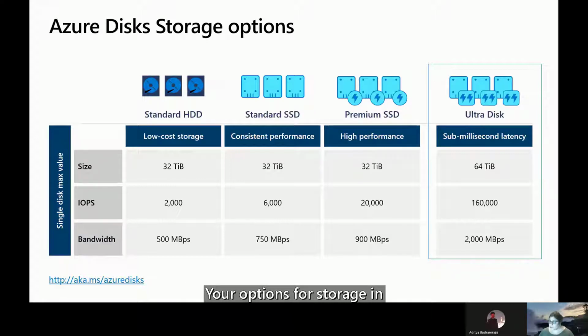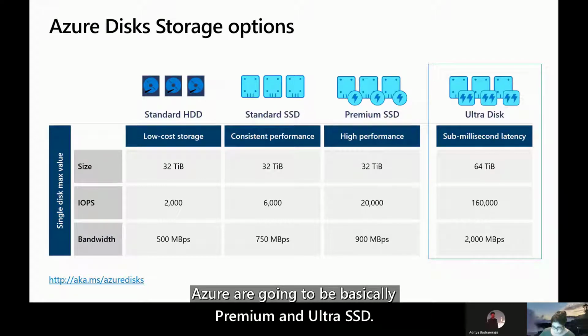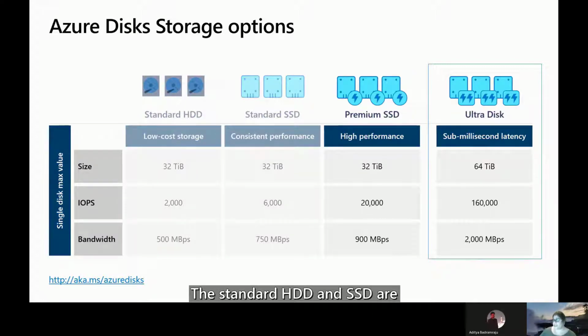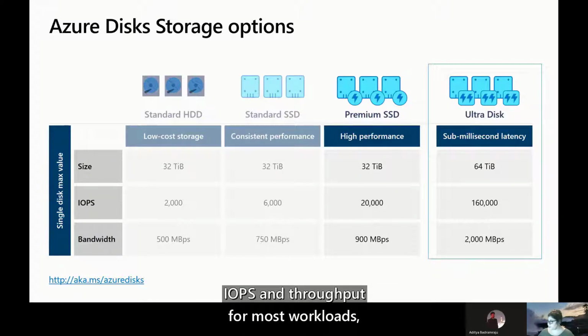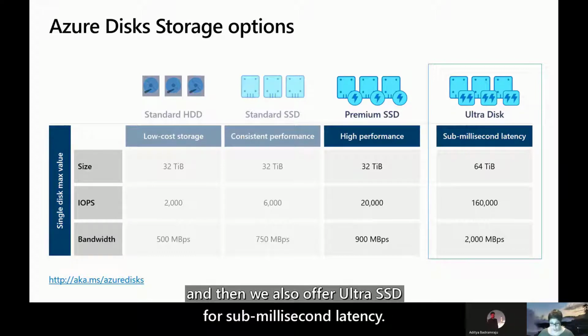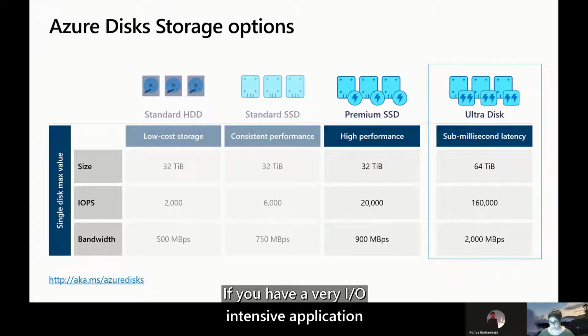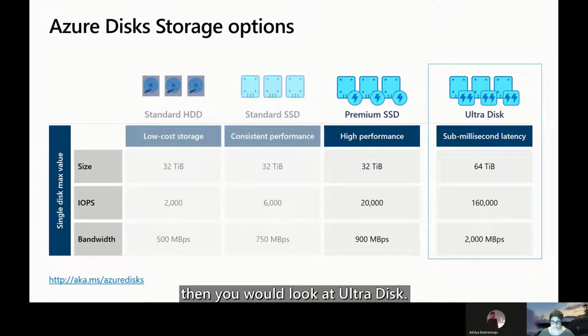Azure VM. So your options for storage in Azure are going to be basically premium and ultra SSD. The standard HDD and SSD are not going to provide the I/O and throughput you need for a SQL Server workload. So don't even look at those. Start straight with a premium SSD. We generally recommend P30 as a good drive to allocate. It's got a decent amount of IOPS and throughput for most workloads. And then we also offer Ultra SSD for sub-millisecond latency. So if you have a very I/O intensive application that is very sensitive to I/O latency, then you would look at Ultra Disk.